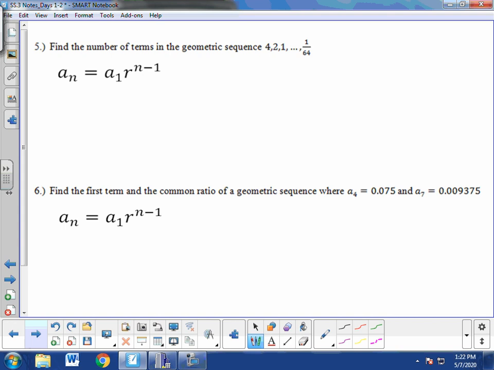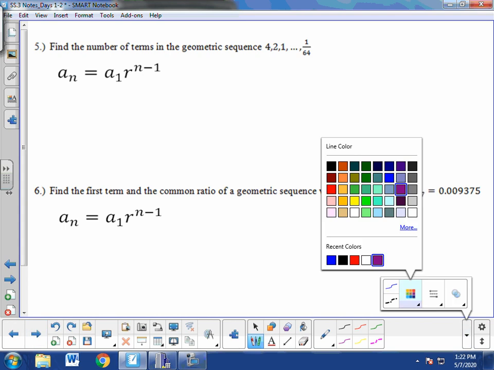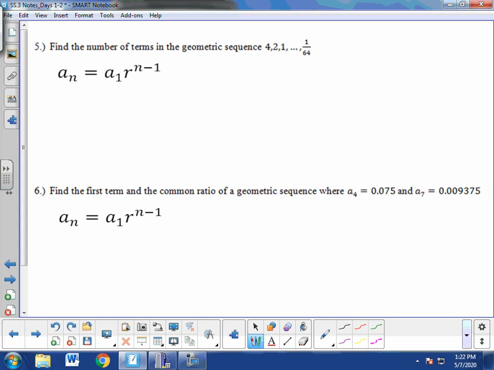Now we can also use that formula to find how many terms are in a geometric sequence. So in problem number 5, we have this geometric sequence that starts at 4, it goes to 2, it goes to 1, and it goes on and on. So what we may notice here is, we could find this arithmetic-wise, but you may notice that this ratio is 1/2. So each time we're cutting that number in 1/2. So we know here, based on these, r equals 1/2.